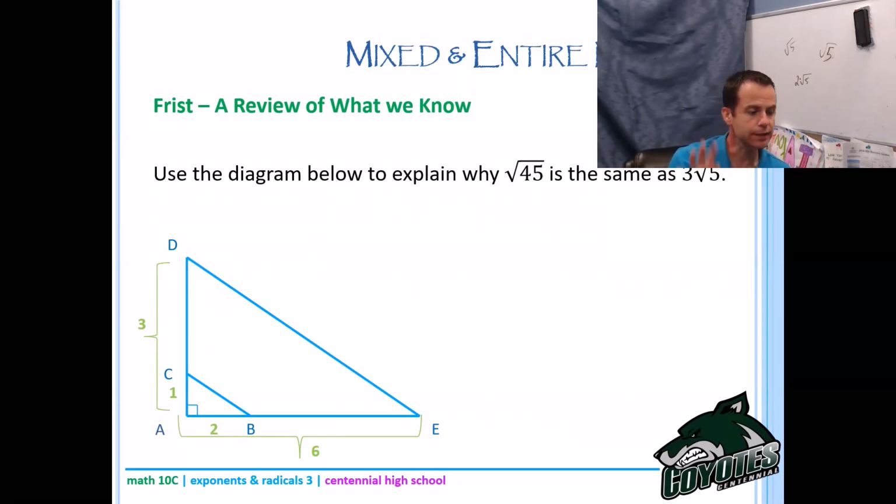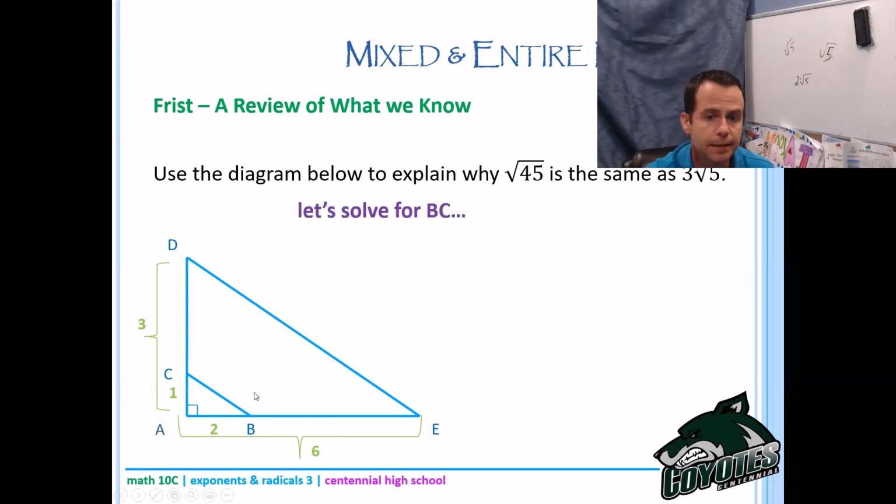Now, we'll deal with the similarity part in a sec. First thing is, can you get me side CB and side DE? You know how to do that, both using the Pythagorean theorem. They are both hypotenuses of each triangle. So first one I'm going to do is solve for BC. I'm going to go 1 squared plus 2 squared. 1 squared is 1, 2 squared is 4, 1 plus 4 is 5, so I'm looking at the root of 5.